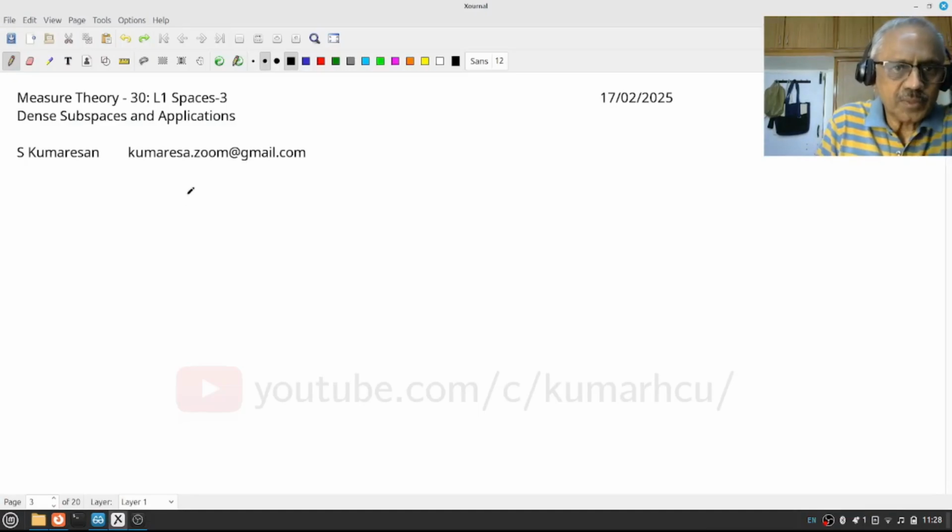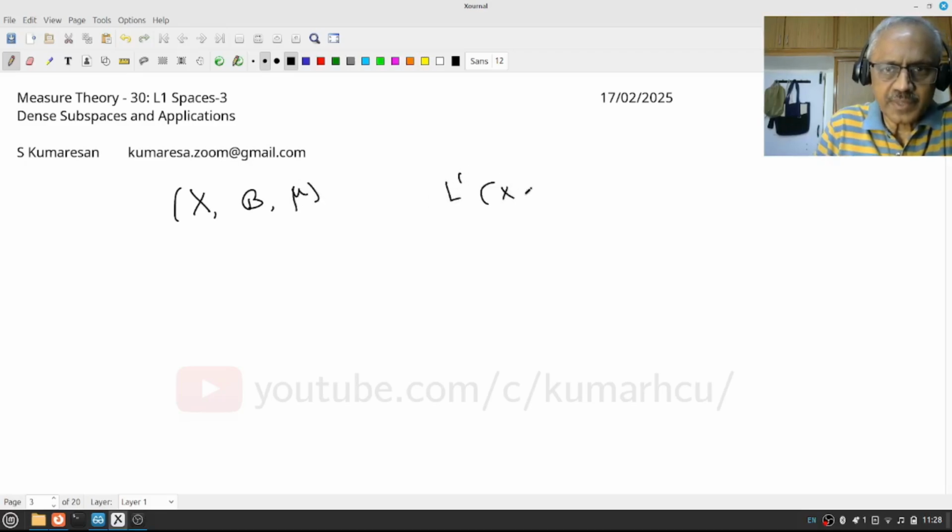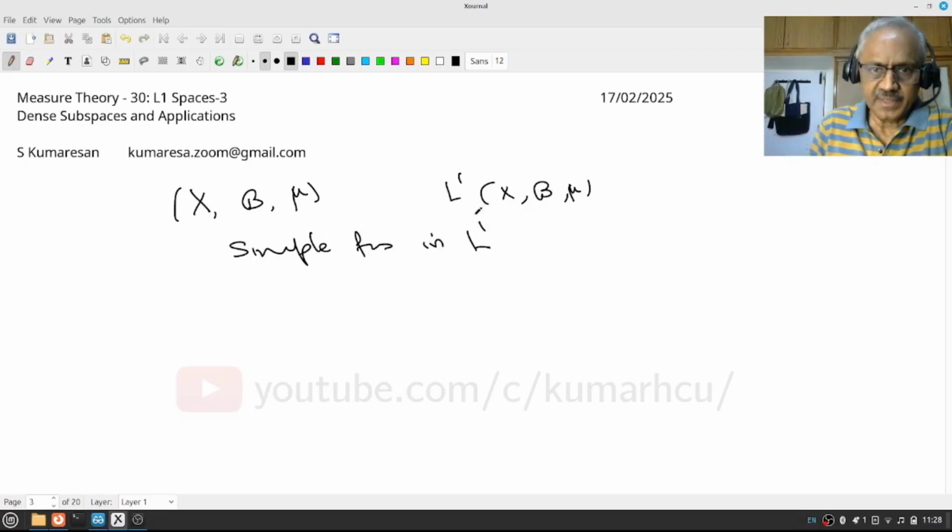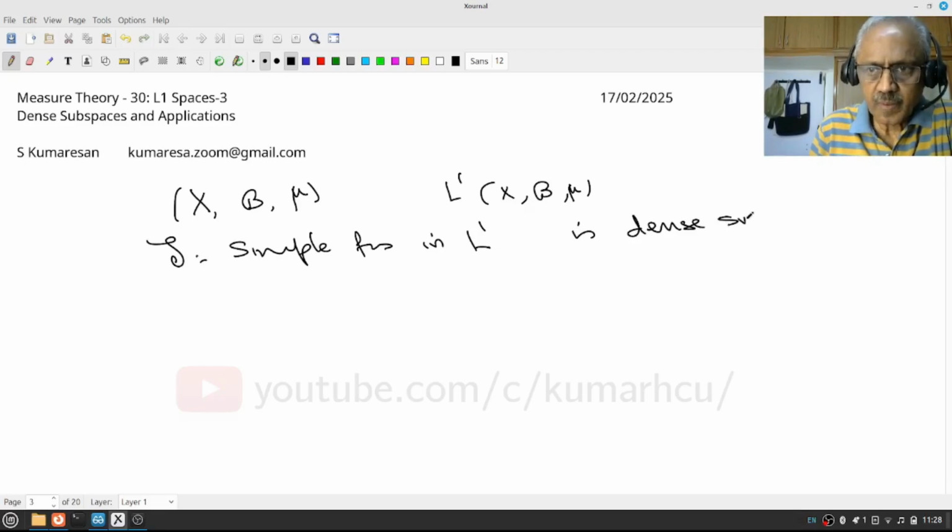So what we want to prove, let us start with this. (X, B, mu), then we define L1 of (X, B, mu). We proved the simple functions are dense. Not all simple functions need to be here, but only those simple functions in L1, let us call them S. This is a dense subspace of L1.